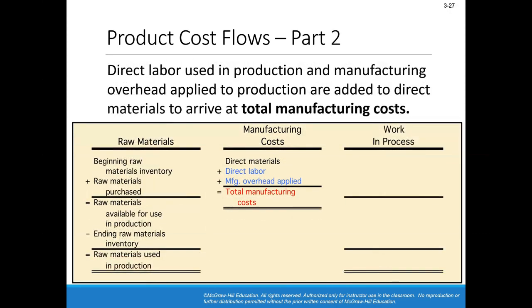All right, so then we have our direct labor that gets added in, and then we have our manufacturing overhead that gets applied. So that is our estimated overhead that we calculated in the beginning of the period, not the actual. So remember, that's the amount that's applied, that's the estimate. So we have to take all of that and add it together to come up with the total manufacturing cost.